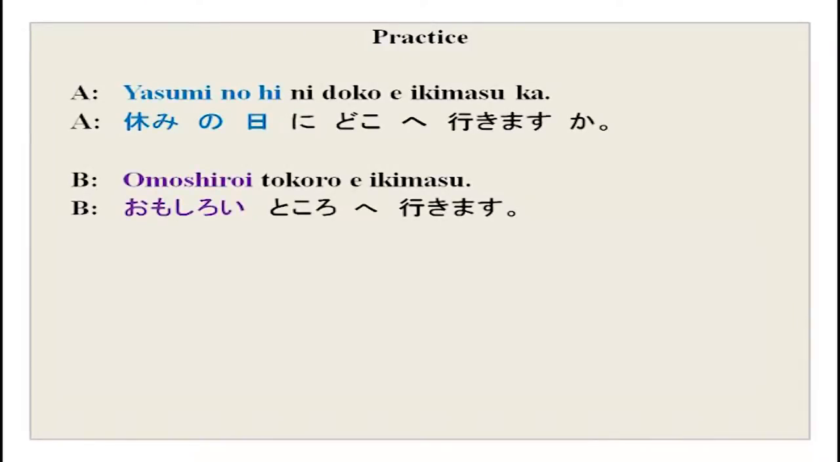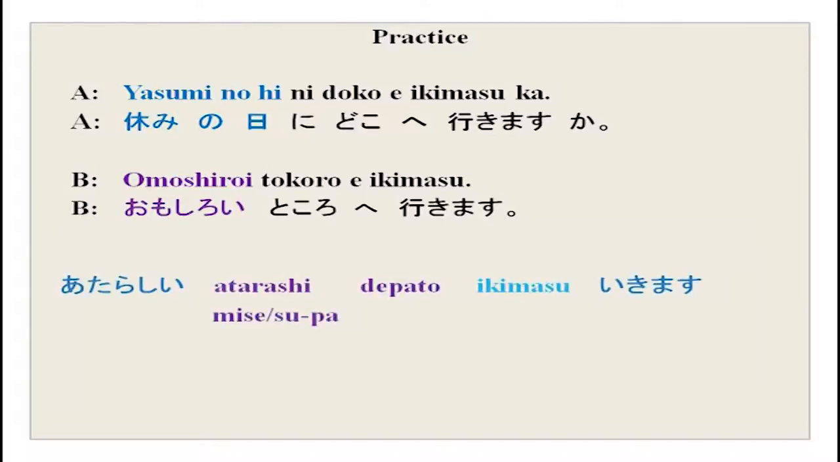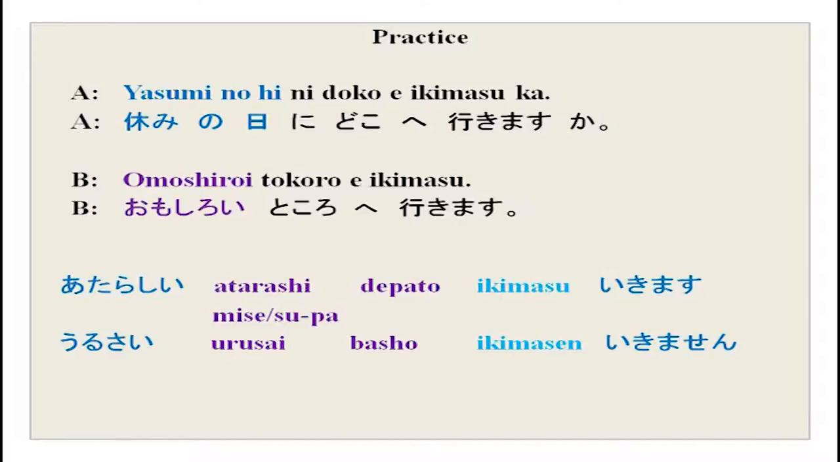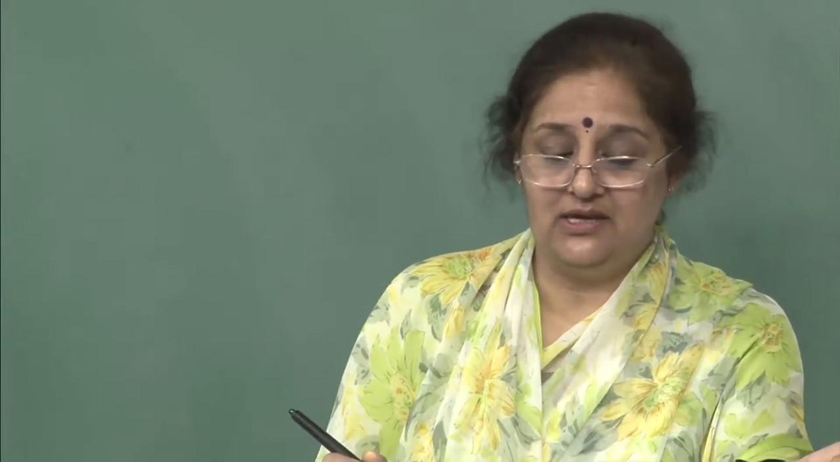Now we have yasumi no hi ni doko e ikimasu ka? As the previous question, omoshiroi tokoro e ikimasu. So where are you going on a holiday? Well, I'm going to a very very interesting place. So now what you can do is you can replace omoshiroi over here with atarashi, which is another I adjective meaning new. Urusai means making a lot of noise, which is noisy, and the noise sound is not very pleasant to the ear. Making lot of noise is urusai, or disturbing is urusai.